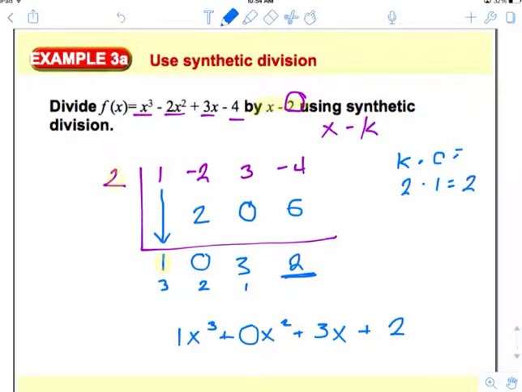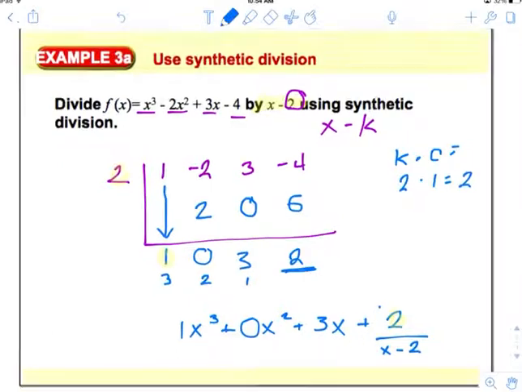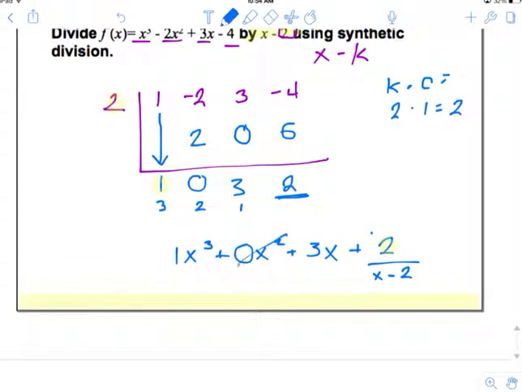2. Now that remainder 2 is going to be written as a fraction over my divisor, so x minus 2. And that's just because it cannot be divided evenly, so I want to make sure that I'm keeping that into account, that I haven't actually divided that yet. I'm just using it as a placeholder. The 0x squared isn't necessary to write in your solution.